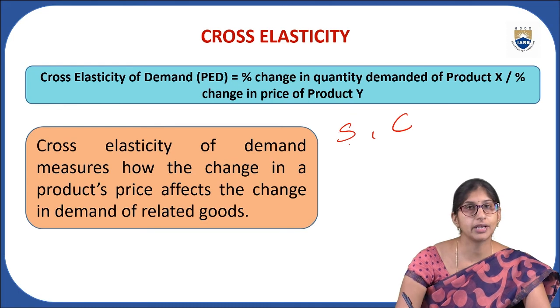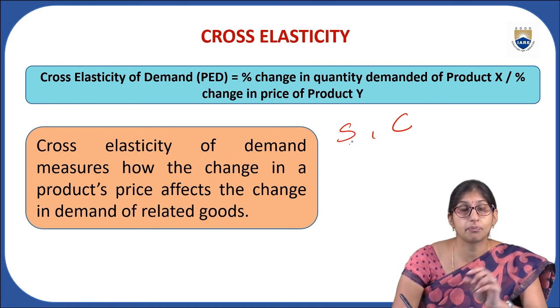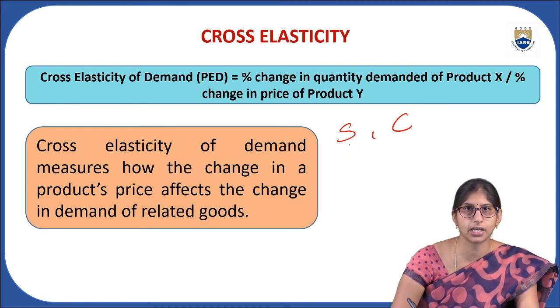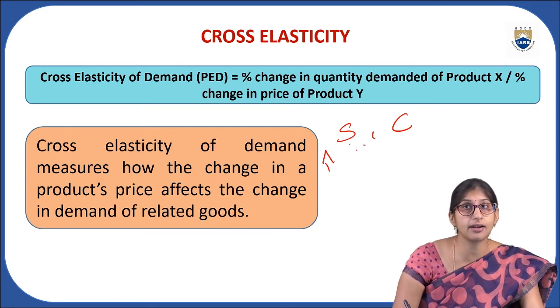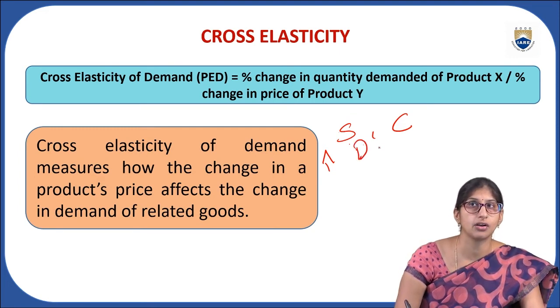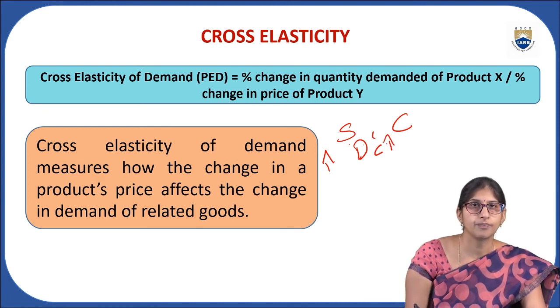Now coming to substitute goods: the price of tea has increased. Is the quantity demanded of tea increasing or decreasing? No, it is creating demand for coffee. Demand for coffee is increasing here. So that is about substitute goods.